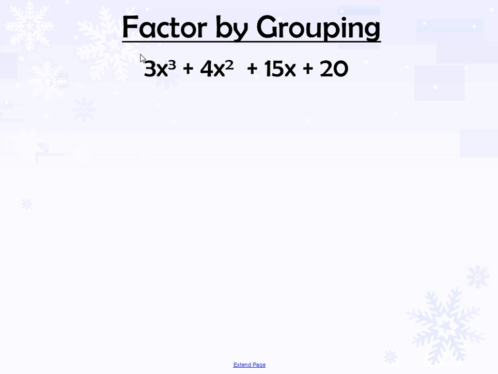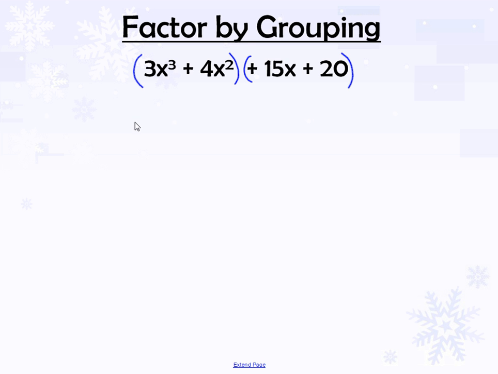Alright, so I'm going to group the first two terms together. First I'm going to look and see if anything goes into all of them, since my leading coefficient's not 1. Nothing goes into all of these evenly, so now I'm ready to group the first two terms together and the last two terms. I'm looking for a GCF.